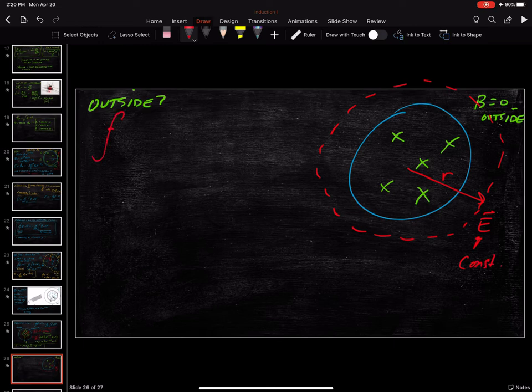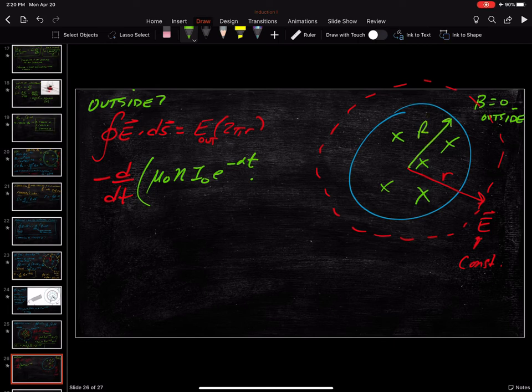So my left-hand side, integral E dot ds, just becomes, again, E times 2 pi R, where this is the electric field outside. And this is supposed to be equal to minus d dt of my magnetic field, mu naught n I0 e to the minus alpha t times what? Well, now it's just times pi big R squared. Why? Well, the only region where there's a magnetic field is inside the solenoid.